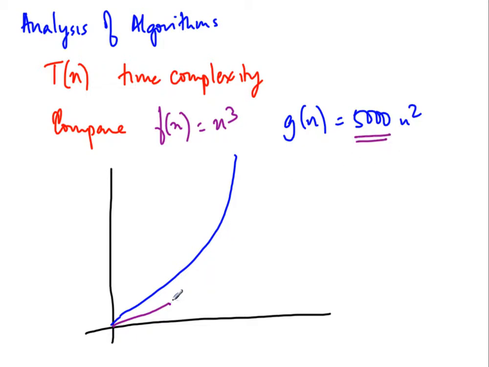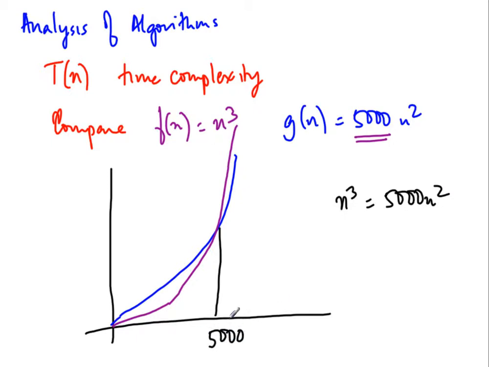But as n grows, sooner or later, f of n is going to cross g of n. And in this case, it's easy to see where this happens. This will happen when n cubed is equal to 5000 n squared, which is precisely at the point 5000. So before n crosses 5000, f of n is the winner in the sense that it's smaller. Beyond that, it's going to be bigger, and this gap is going to grow. As we go to bigger and bigger values of n, the gap between f of n and g of n will grow.